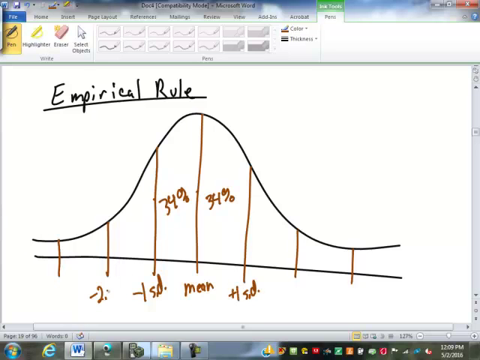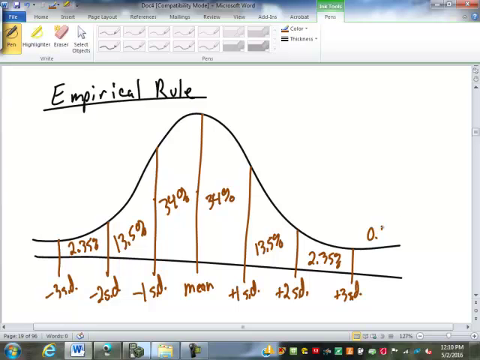If we go 2 standard deviations below or above, between 1 and 2 standard deviations from the mean, approximately 13.5% of the data will be. And then between 2 and 3, approximately 2.35% of the data will fall in that range. Then outside of 3 standard deviations in either direction, it's only about 0.15% of the data. But what does this mean?